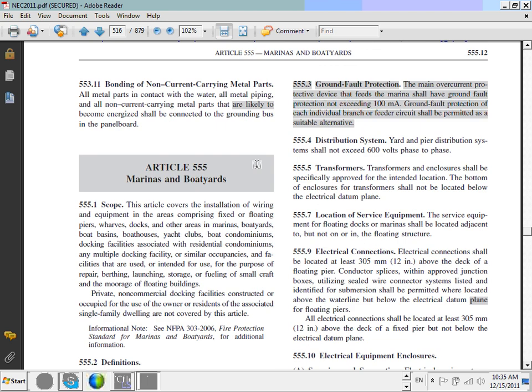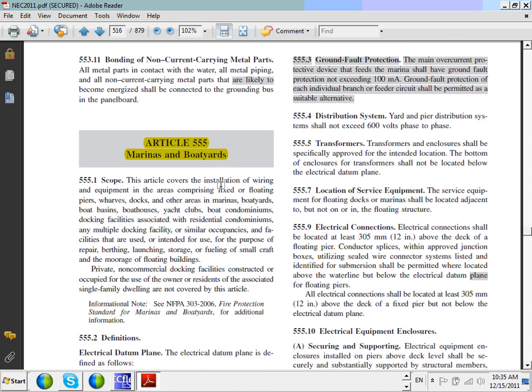page 513, first of all, we're right here in the marinas and boatyards. We have a marina or a boatyard, and we need to size a service that feeds all these pedestals that's going to be feeding all these boats, right? Eventually, you'll have receptacles, and the boats are plugged into these receptacles. These receptacles are fed from branch circuits that are coming from a service. So I want you to highlight 555, marinas and boatyards.